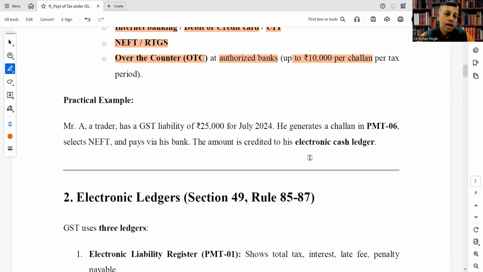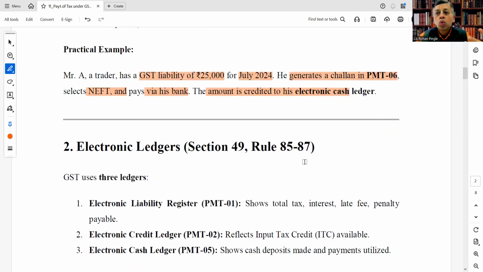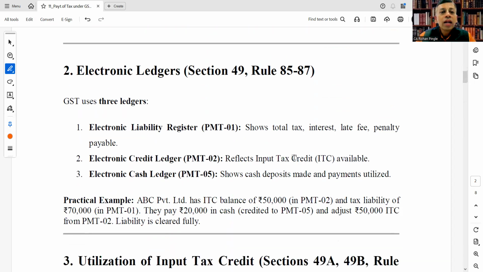Let's see a practical example. Mr. A, a trader, has a GST liability of rupees 25,000 for July 2024. He generates a challan in PMT-06, selects NEFT, and pays via his bank. The amount is credited to his electronic cash ledger once the payment is successful. You also receive a message from the GST department that the payment is successful and it is credited to your electronic cash ledger. Let's move on further.